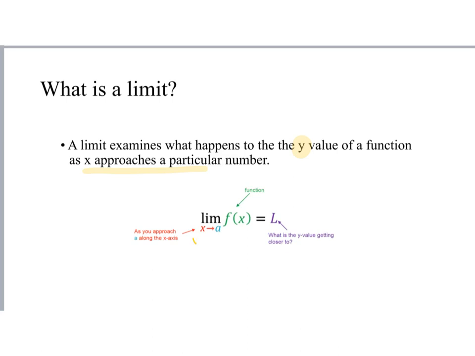So this is the standard form for a limit. It says the limit as x approaches the number a of a function f of x equals L. And L has to be a number. We're going to talk a little bit later about how L has to be a number, but we sometimes say it approaches infinity, even though infinity is not a number.